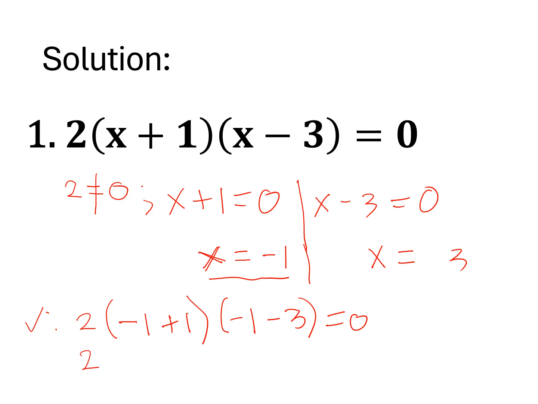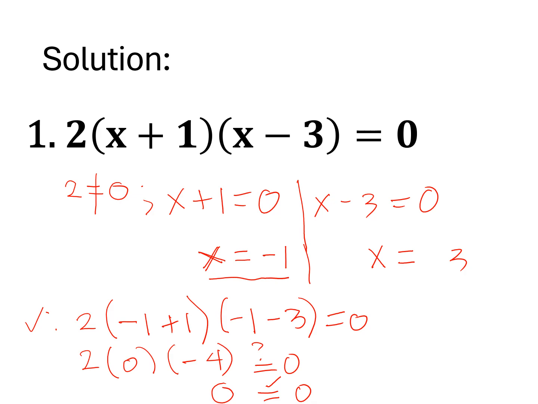So that is 2. Negative 1 plus 1, that is 0. Additive inverse, negative 1, so negative 4. Is it equal to 0? Okay, so 2 times 0, 0. Then times negative 4, that's equal to 0. So 0 equals 0. So negative 1 can satisfy the given equation. So therefore, negative 1 is one of the solutions of the quadratic equation.